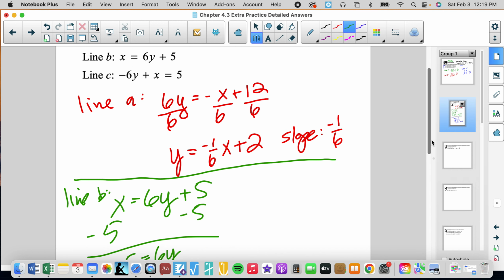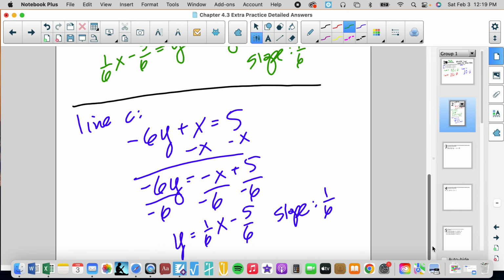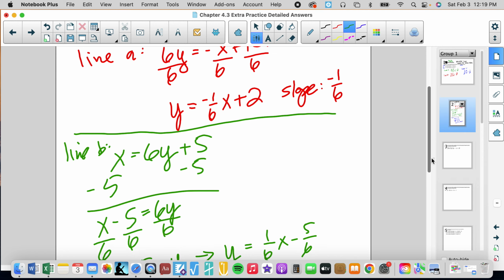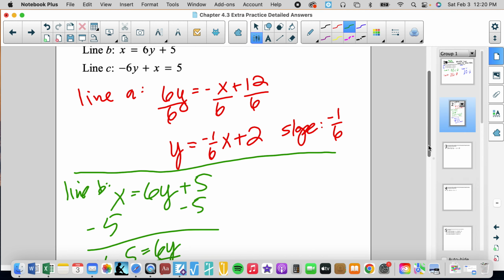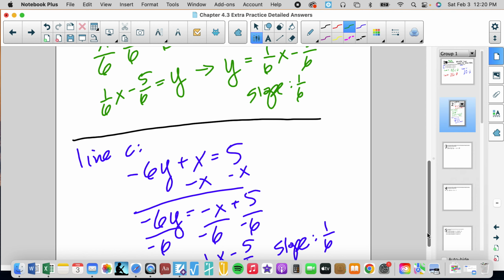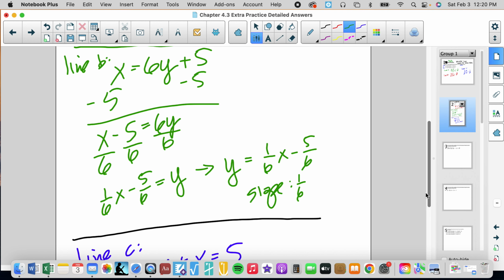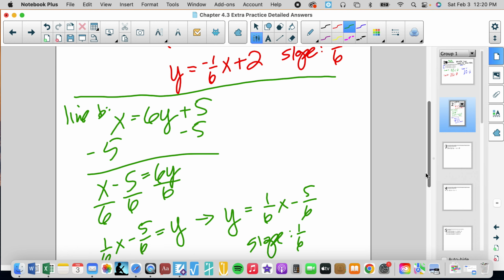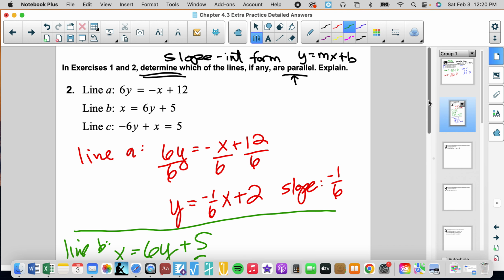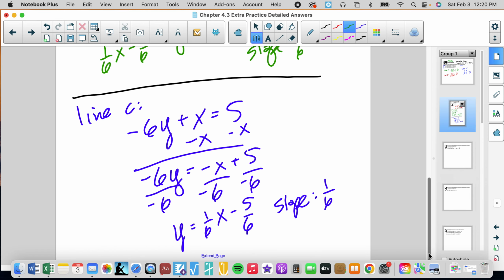Let's check my work. Negative 6y plus x. Subtract. That's positive. That's positive. Yeah, that's good. It's negative 5/6. That's negative 5/6. How did we get the negative 5? Yeah. So technically they aren't parallel. Technically, sorry book, they are the same lines.